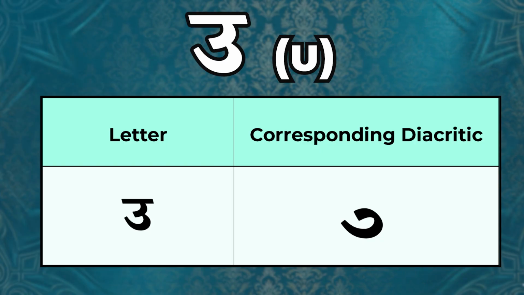The diacritics of all the vowels are different in shape. Below you see the diacritic symbol of this letter, which usually gets attached downwards to the consonants. The diacritic symbol is as shown on your screen. Now, let's move to learn the letter U.